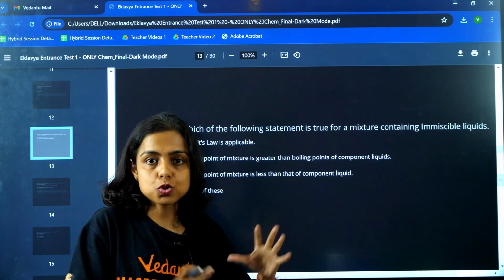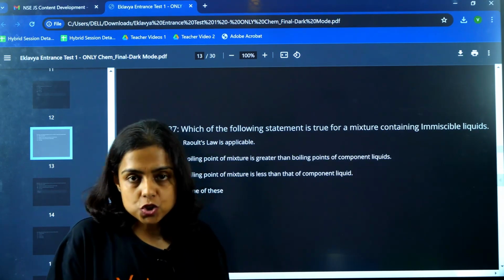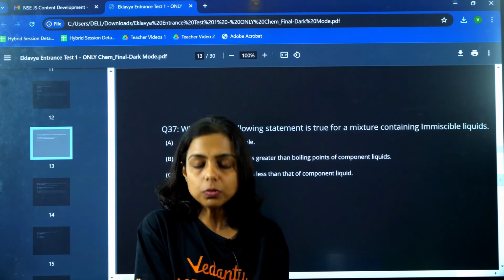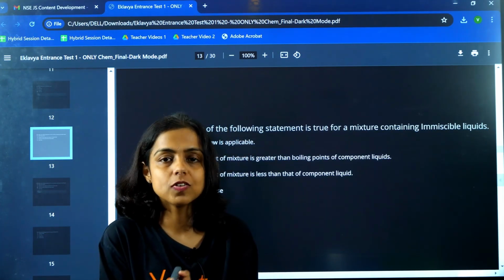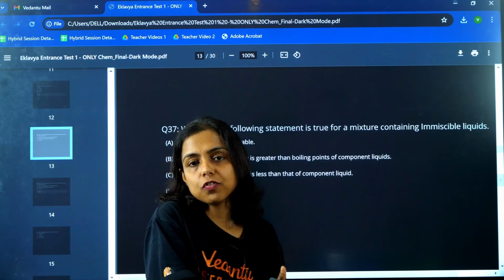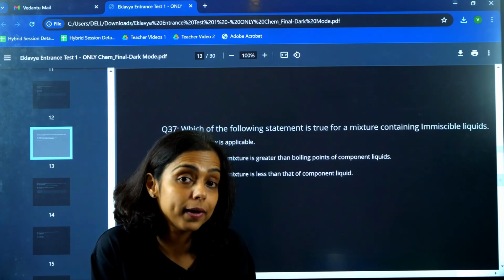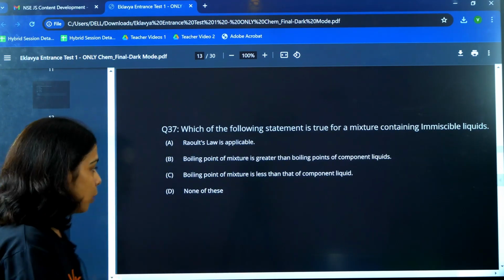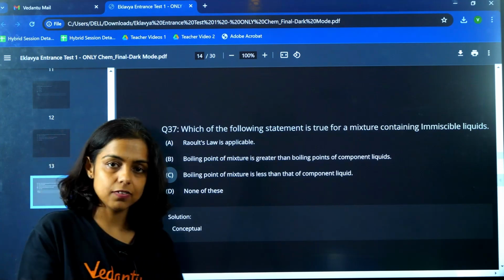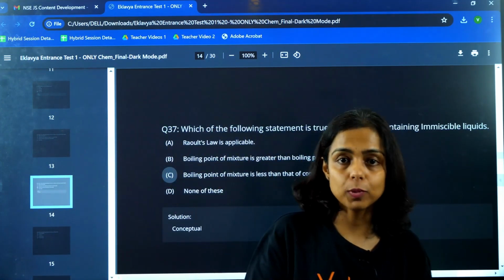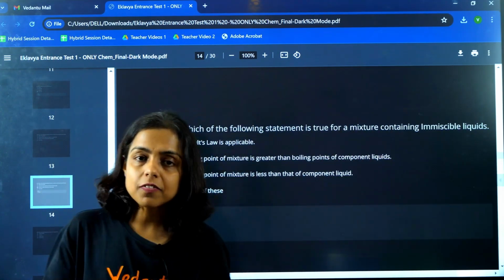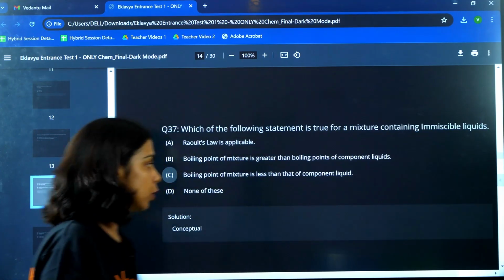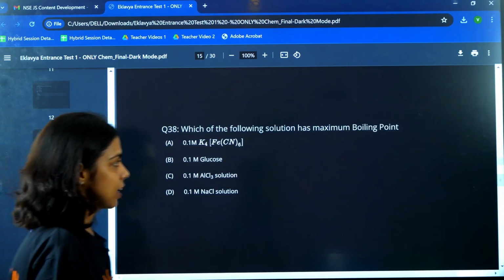I hope you remember. So the total pressure of a mixture containing two immiscible liquids is the sum of the partial pressures, so P total will always be more than the pressure of either component. That means the boiling point of that mixture is less than that of the component liquids. So indeed our answer is C. If you know the relation between vapor pressure and boiling point, and the total vapor pressure of a solution containing immiscible liquids, these basic conceptual things, I'm sure you will get it right. Let's move on to the next question.